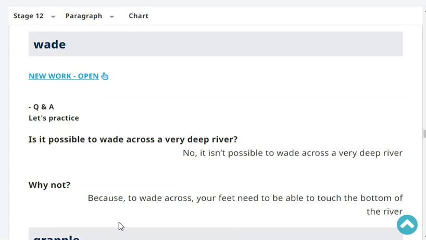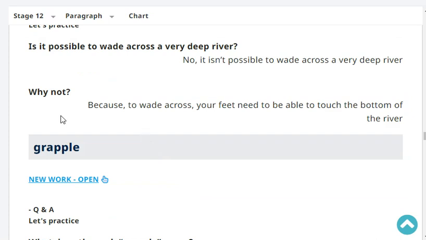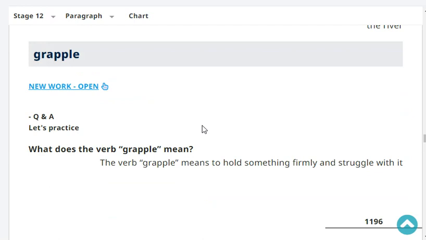Is it possible to wade across a very deep river? No, it isn't possible to wade across a very deep river. Why not? Because to wade across, your feet need to be able to touch the bottom of the river. Very good.